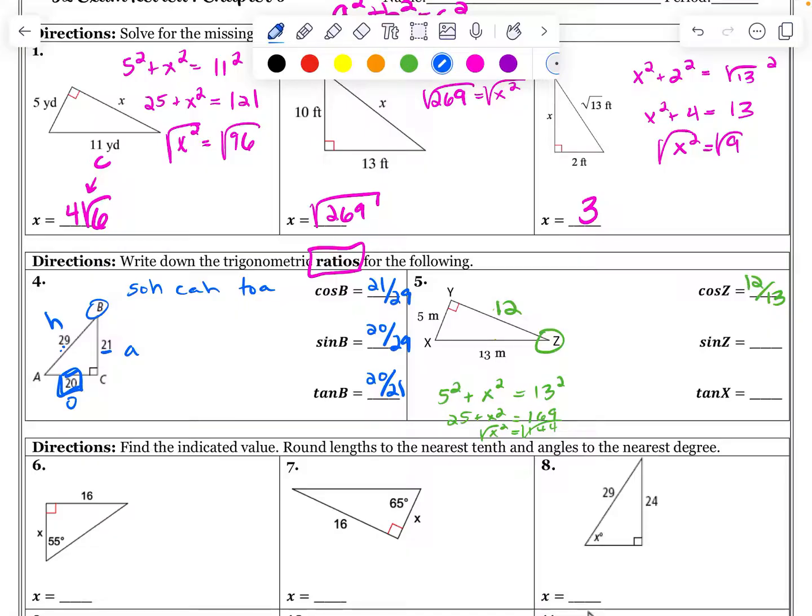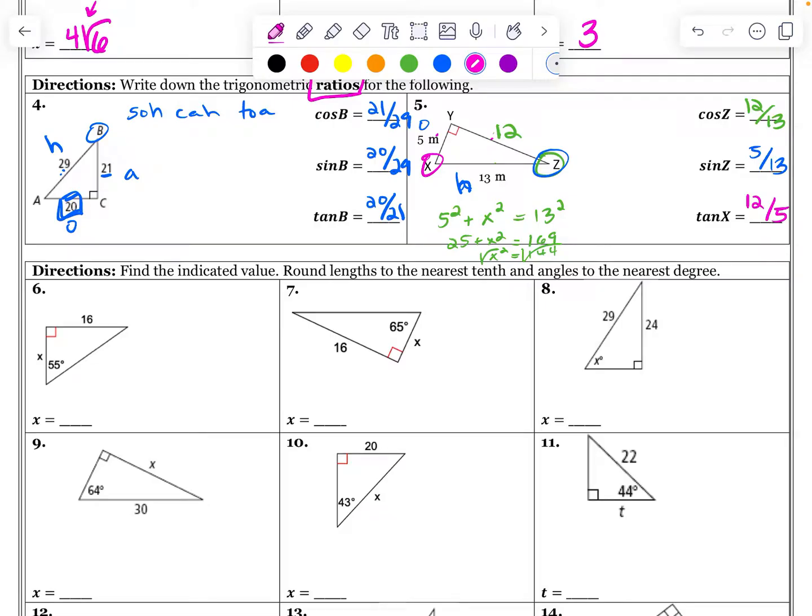All right, sine of z is going to be opposite over hypotenuse. So that's 5 over 13. And then tan of x, opposite over adjacent, is 12 over 5.